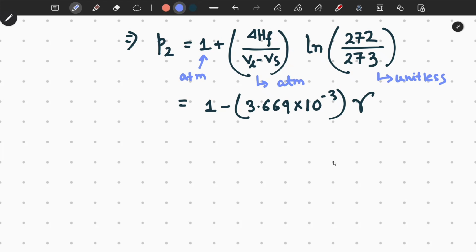Gamma is, this is a pressure. Okay, this we want to calculate in ATM. Our task is this.